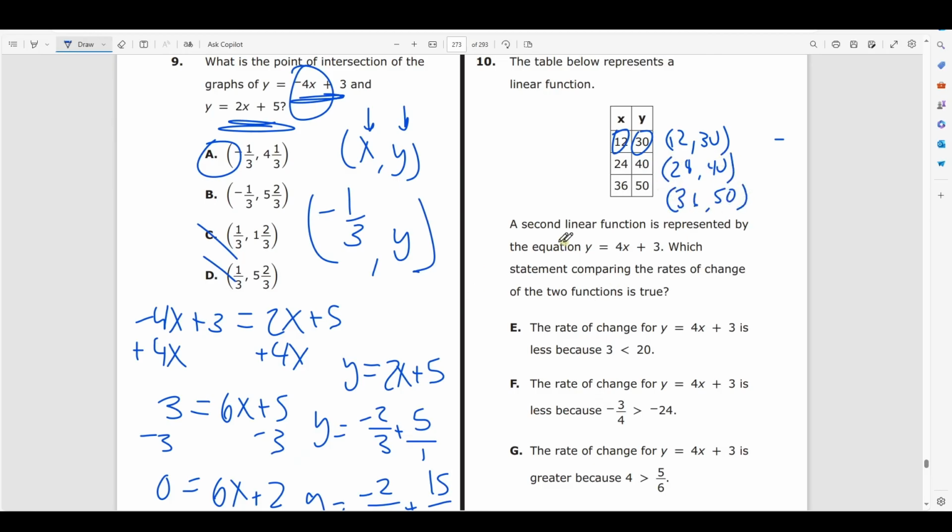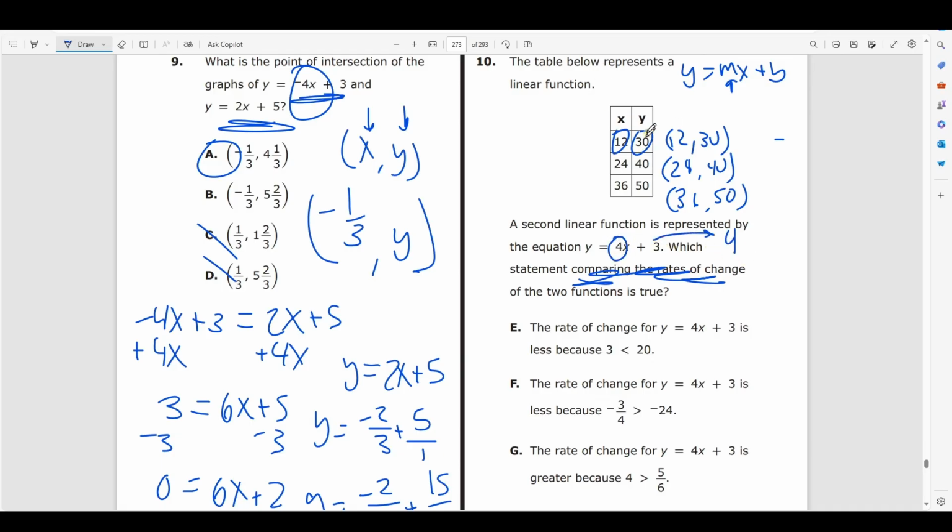All right, and it's asking you to compare the rates of change. So what is the rate of change? A rate of change is the slope, right? That's just another word for saying slope. And when you have a linear function, your slope is represented as the coefficient of the x, right? Or the m. So the number that's touching the x is going to be your slope. In this case, y equals 4x plus 3. This 4 is the slope. So this line has a slope of 4.